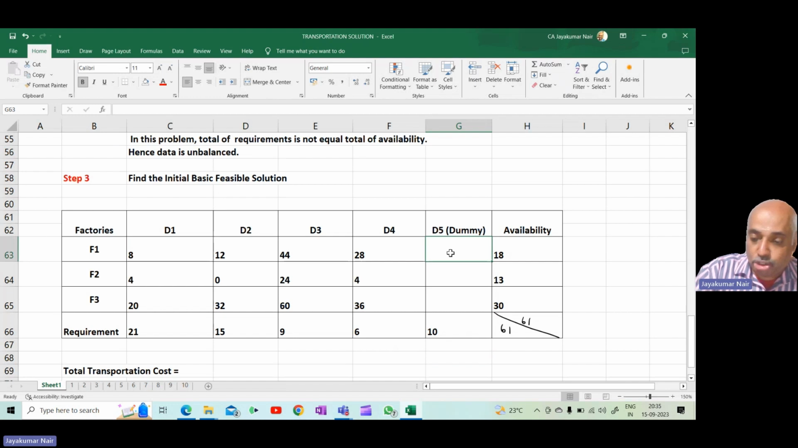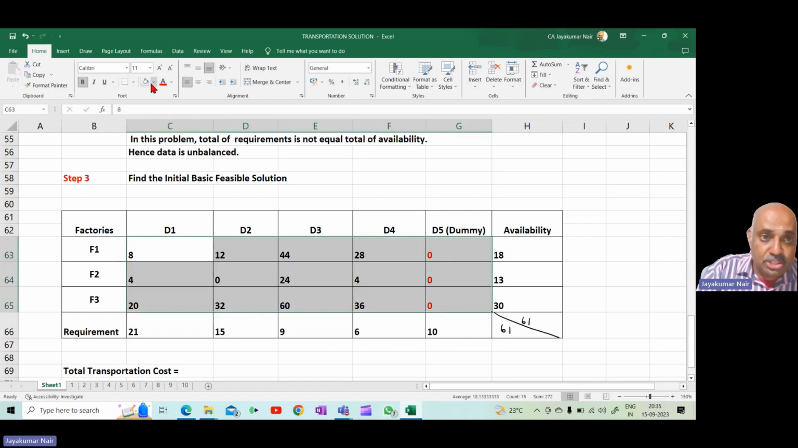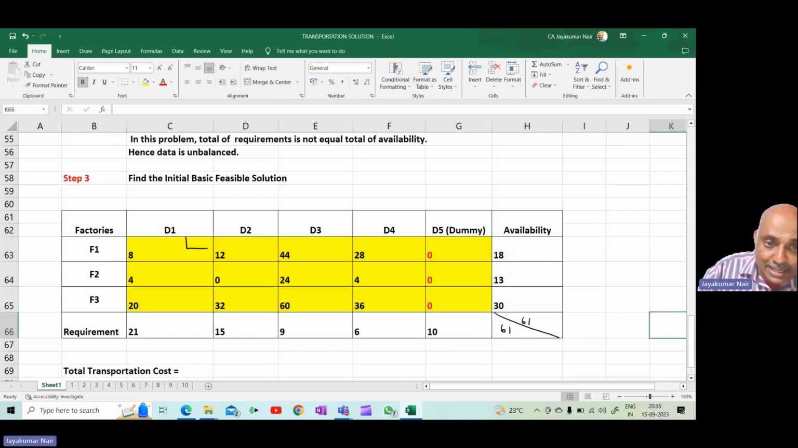And what about the cost column? Cost will be taken as 0 because there is no destination and there is no transportation cost that you will be incurring, because you won't be transporting any goods to the dummy destination. Right, now we will see which is the cost matrix. So this is the cost matrix. In this cost matrix, the topmost corner cell is this.